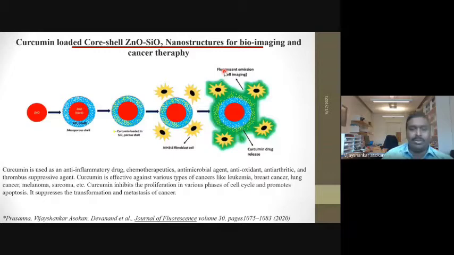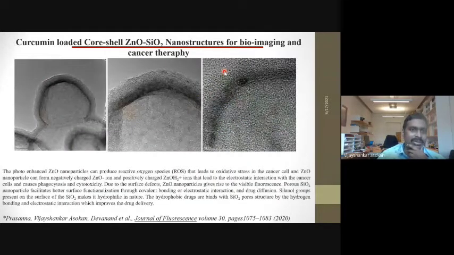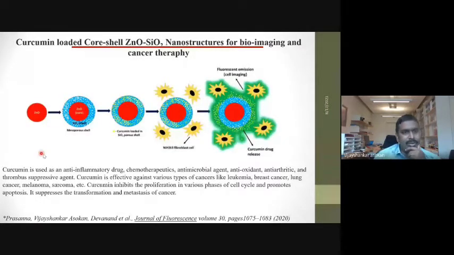So this is how we imaged in microscopy. We identified silicon dioxide as a shell and zinc oxide as a core particle through high resolution TEM images. So this is how the schematic looks: zinc oxide as a core and silicon dioxide as a shell. The curcumin is loaded. The curcumin is used as an anti-inflammatory drug because we are using this material for cancer therapy. So we need an anti-inflammatory drug, chemotherapeutic, antimicrobial agent. So that's why we loaded curcumin with this material.